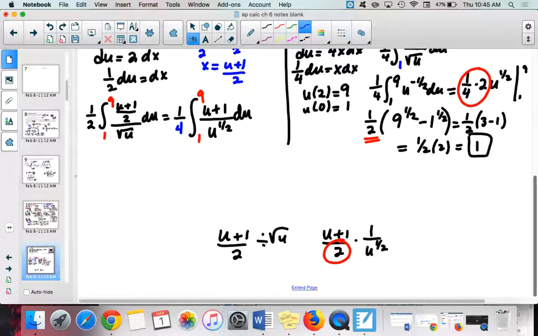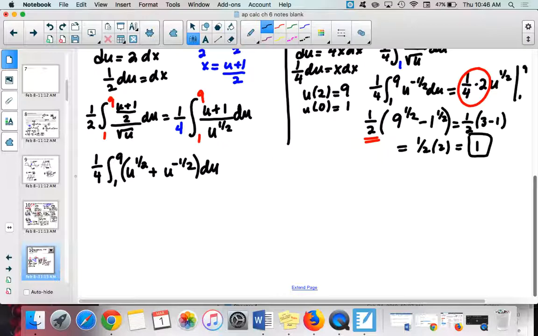All right, so we end up having 1/4 the integral from 1 to 9. I'm going to have my u divided by u to the 1/2, which is u to the 1/2 plus u to the negative 1/2 du. Lovely, huh?